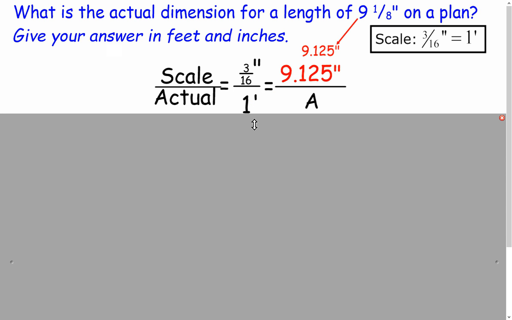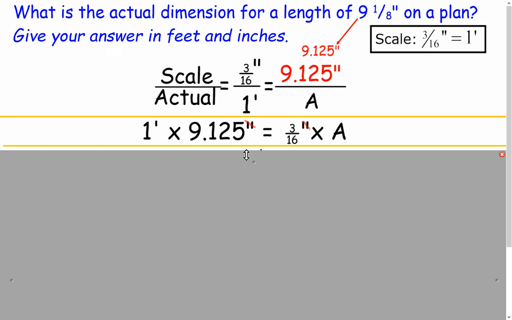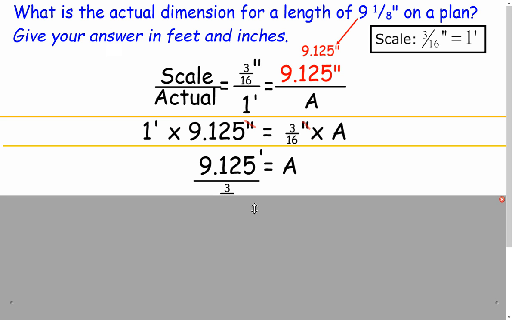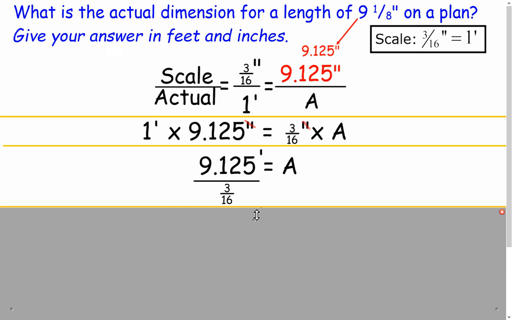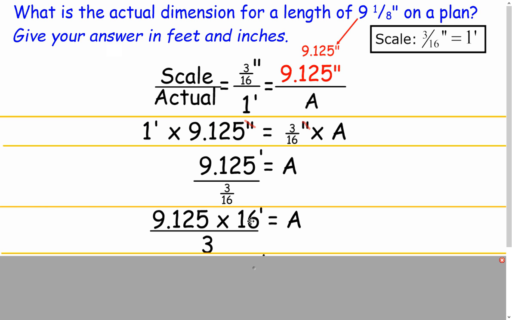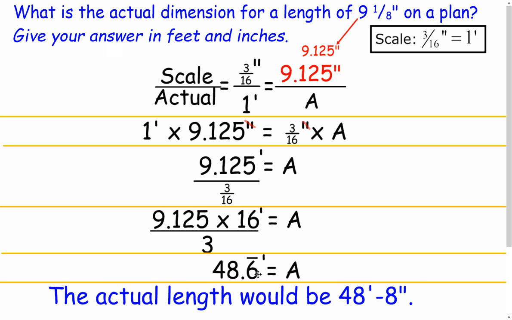Okay, so scale over actual, 3/16 over 1. 9.125 is what the plan was. The actual is what we want. Cross multiplying, we get 1 times 9.125 equals 3/16 times A, and I showed how we can cancel out the inches. We're going to end up with feet. We're going to divide both sides by 3/16. Remember, when you divide by a fraction, flip it over and multiply. So we're multiplying by 16 and then dividing by 3, and that's going to give us 48.6 repeating feet. And if you put the 6 repeating times 12, you're going to get 48 feet, 8 inches.